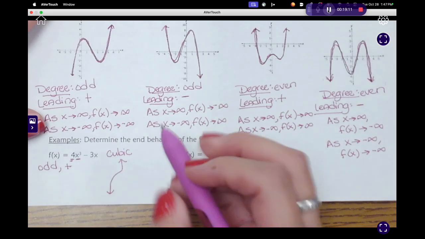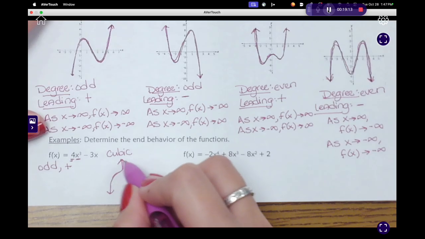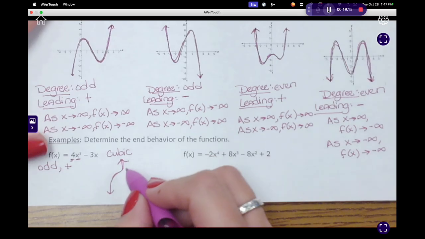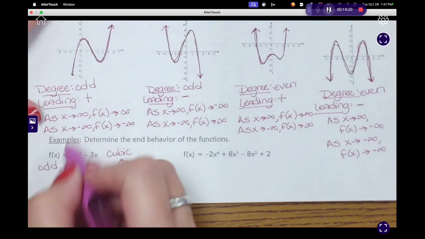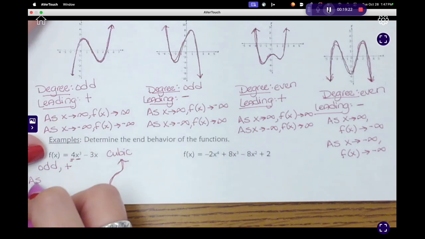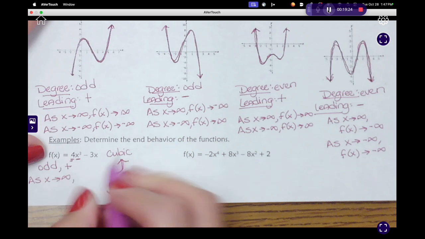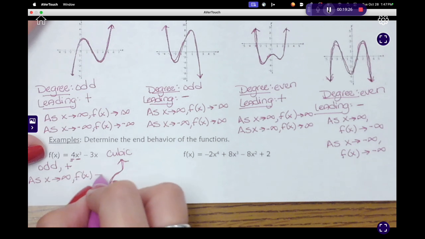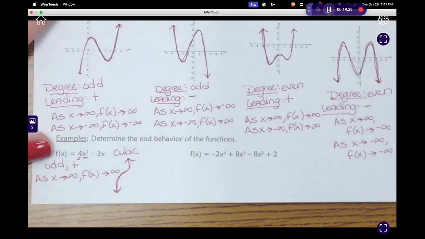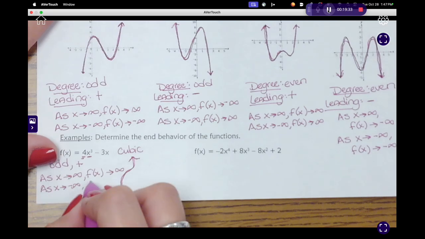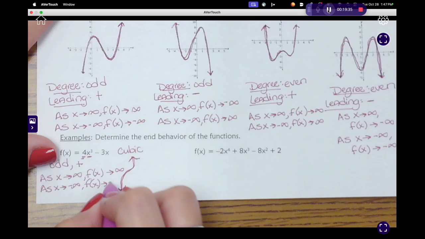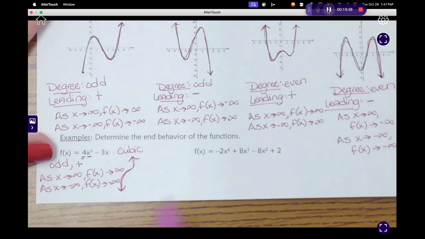As my x is approaching positive infinity, it's going up on that side. As it's approaching negative infinity, it's going down on that side. So that would be: as x approaches positive infinity, your y value approaches positive infinity as well. As it approaches negative infinity, your y value also approaches negative infinity. It's the same thing that we just looked at on the graph. But again, you can sketch it to help you as well.